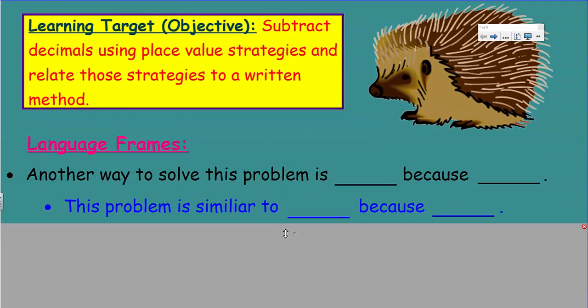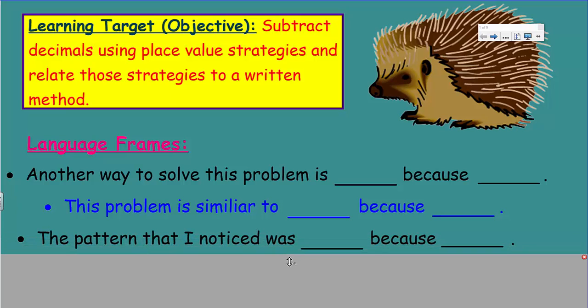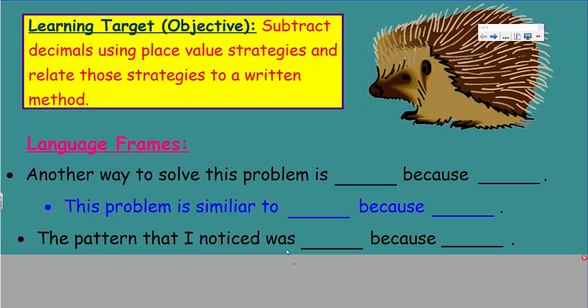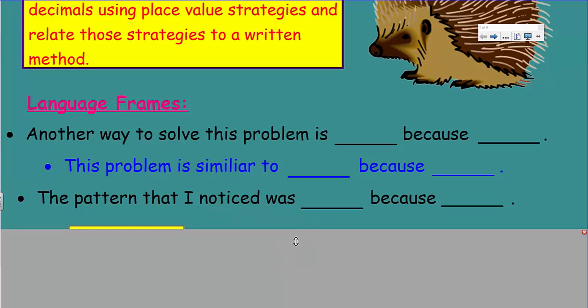So let's move down. We also have something called language frames. Okay, language frames are pretty cool. Now, what is a language frame? This is to help us verbalize, say what we're thinking in math. Sometimes it's difficult for us to explain what's happening. And a language frame is a great way to do that. Another way to solve this problem is because... As you can see, I got carried away there with my little blanks there. Okay, sorry. Anyways, this problem is similar to blank because of blank, and you get the idea. The pattern that I noticed was something is hidden.